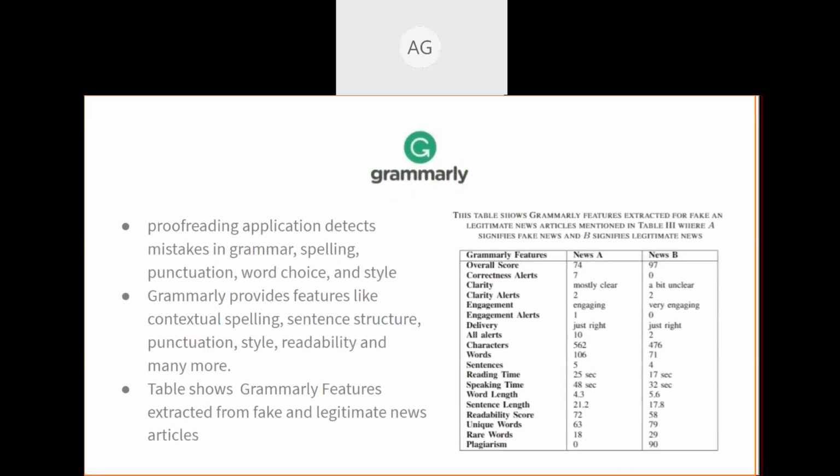And then the next question arrives, so why do we use it? We used it to extract mistakes-based features, assuming the English writing of the people who spread fake news is not that good. So the table that is present on the right hand side shows the extracted Grammarly features for both types of news, fake and legitimate. Now this table signifies how the Grammarly features can help in distinguishing both kinds of news.